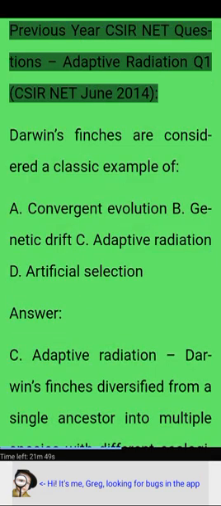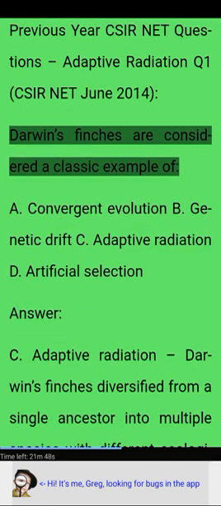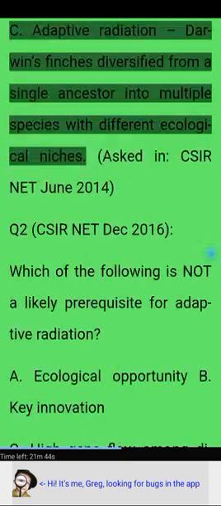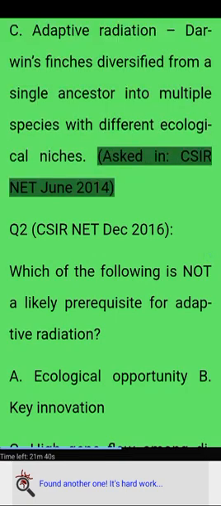Previous year CSIR NET questions. Adaptive radiation. Q1, CSIR NET June 2014. Darwin's finches are considered a classic example of: A, convergent evolution; B, genetic drift; C, adaptive radiation; D, artificial selection. Answer: C, adaptive radiation. Darwin's finches diversified from a single ancestor into multiple species with different ecological niches. Asked in CSIR NET June 2014.